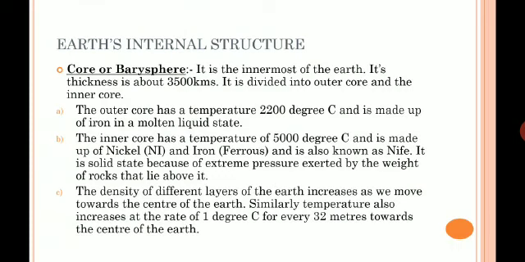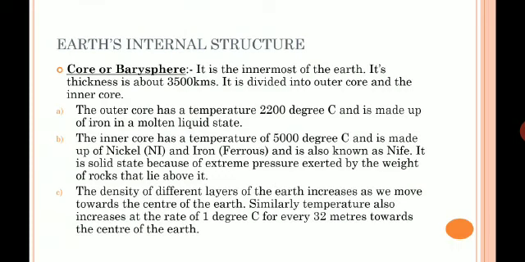The density of the different layers of the earth increases as we move towards the center of the earth. Similarly, temperature also increases at the rate of 1 degree Celsius for every 32 meters towards the center of the earth. Let's talk about the third internal structure of earth, which is the core.